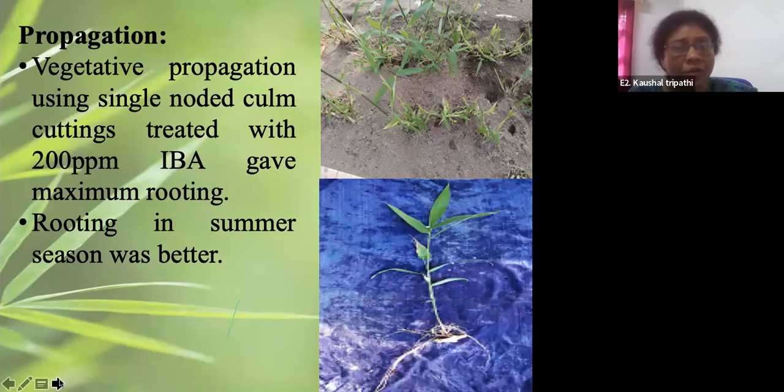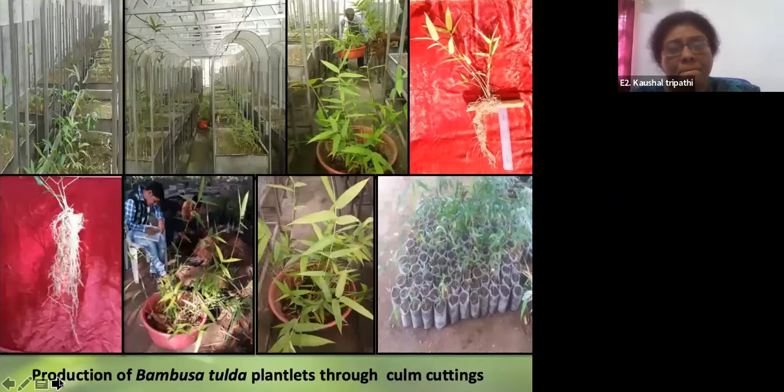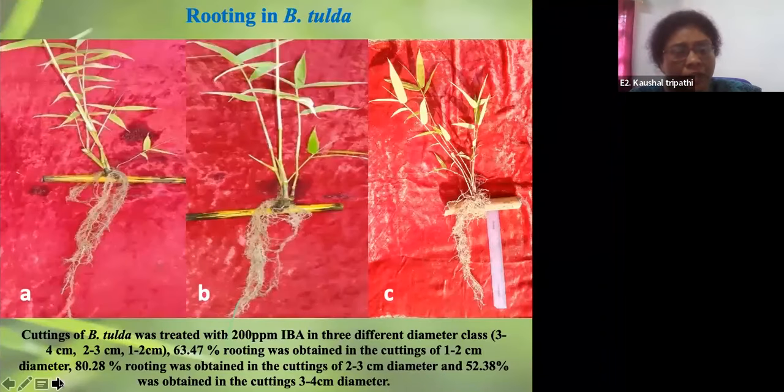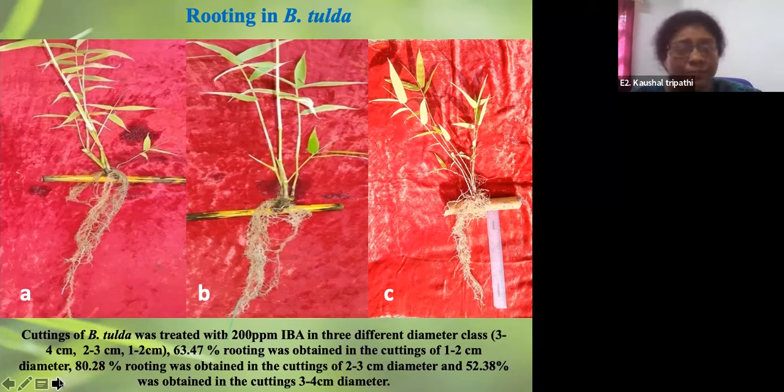Single nodal cuttings also we have used, giving a treatment of 200 ppm IBA. The summer season gave the best rooting response, and this is the rooting in the tulda single nodal cuttings. Next slide, please. This is again the pictorial representation of tulda macropropagation through cuttings. Next slide, please. Similarly, here also we have used different diameter classes in Bambusa tulda, and we get good rooting in the 2 to 3 centimeter diameter size of the bamboo cuttings. Next slide, please.